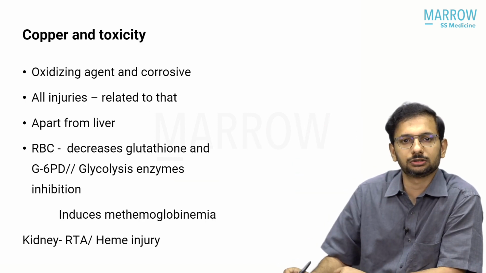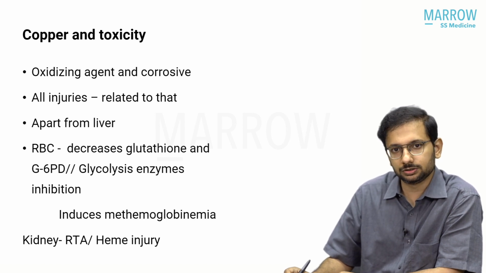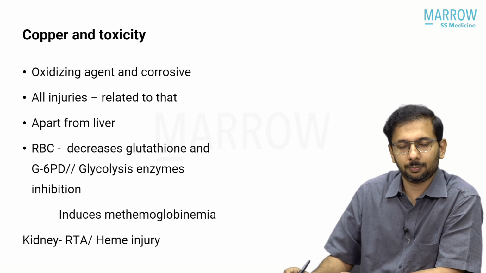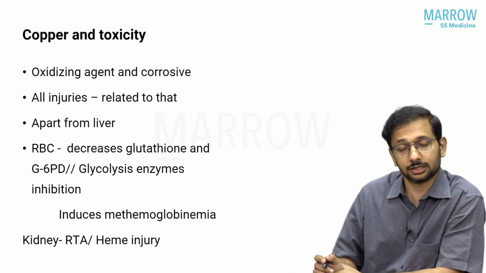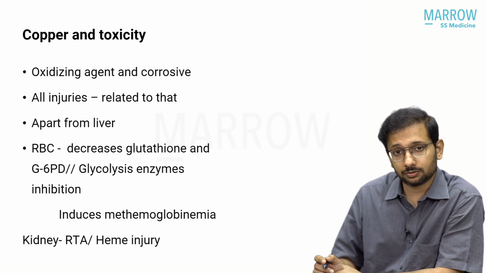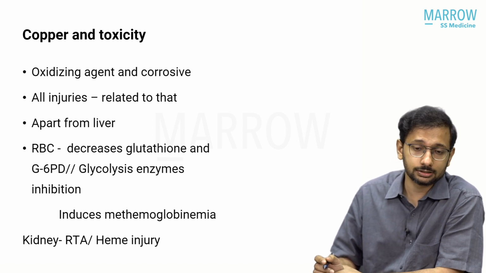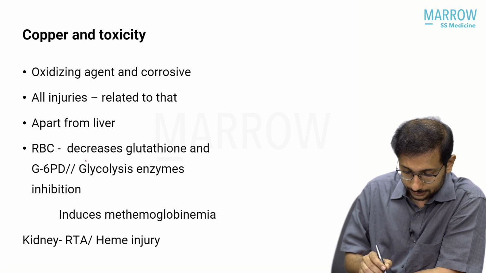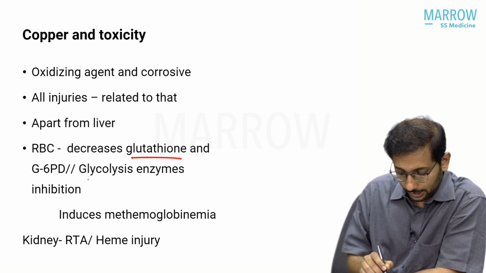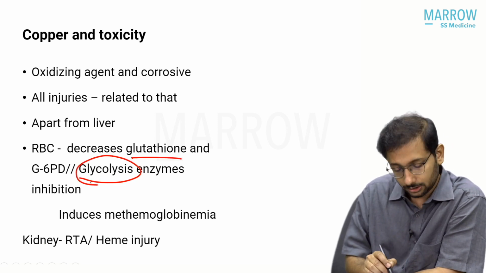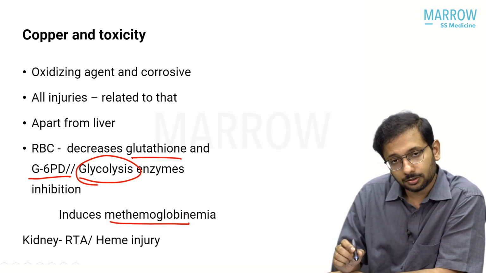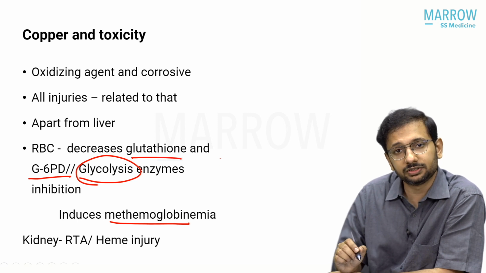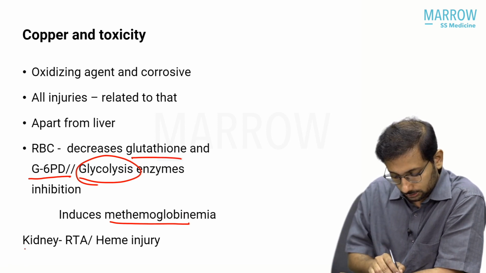Let us talk about toxicity and copper. Copper is an extremely high oxidative substance, and all the injuries are related to that. Apart from the liver, which we know copper gets deposited in and causes necrosis and it can cause acute liver failure, it also involves the RBCs and the kidney. In RBC, it causes decreases in glutathione and involves all the glycolysis enzymes, including G6PD. It also causes methemoglobinemia because it converts Fe2+ to Fe3+, and also causes injury to kidney.